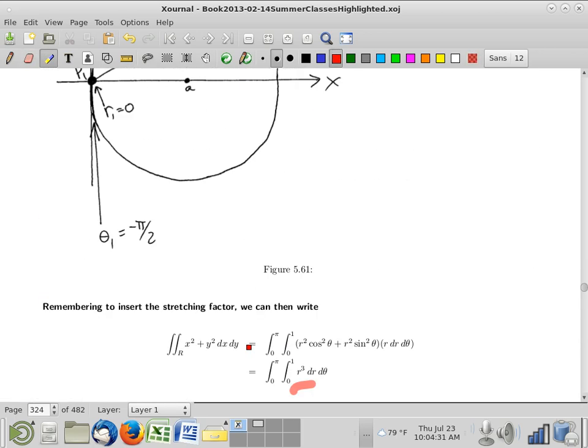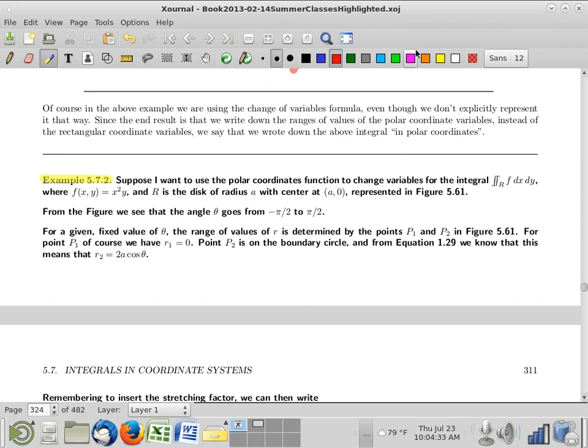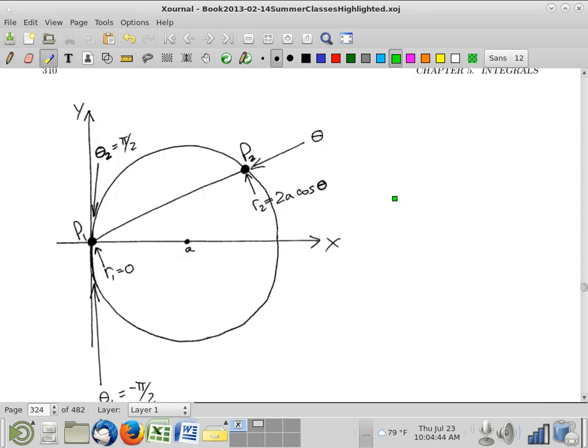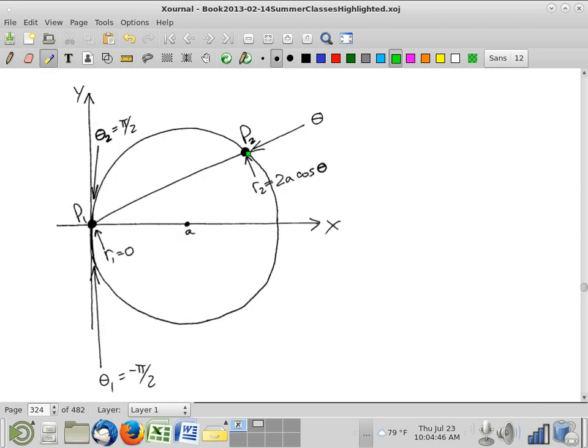Okay, so here's another one. So here we're doing an integral, and R is the disk of radius a centered at (a, 0). So this disk here.